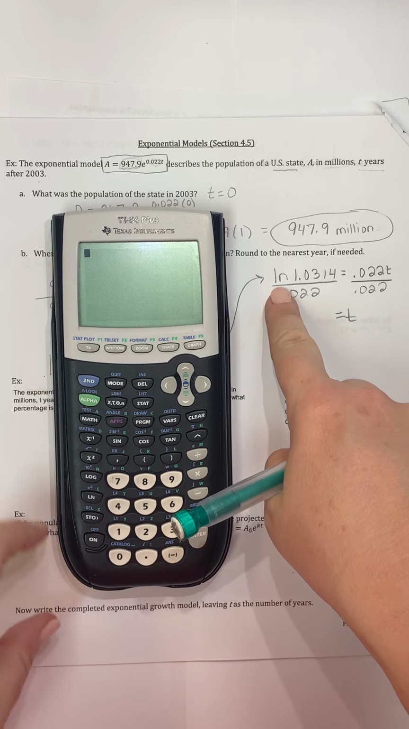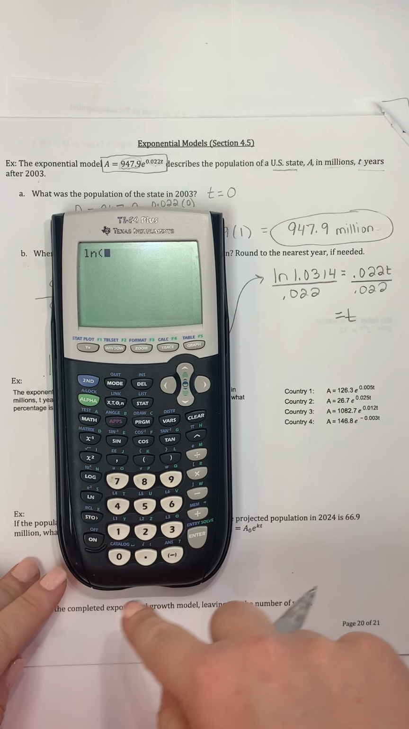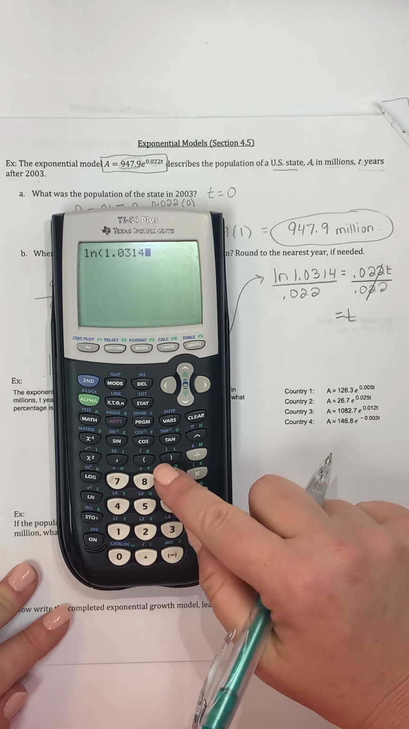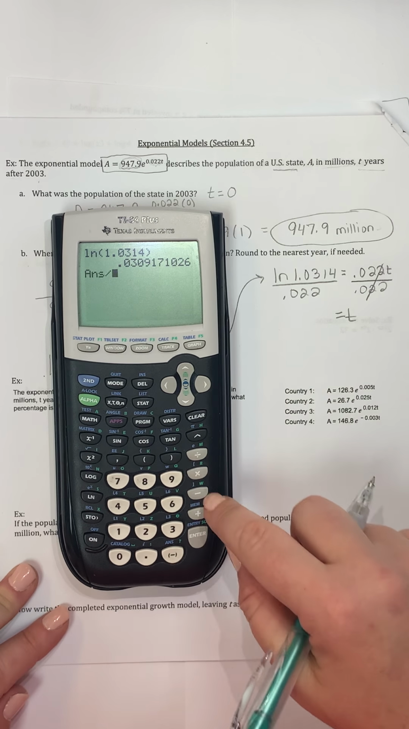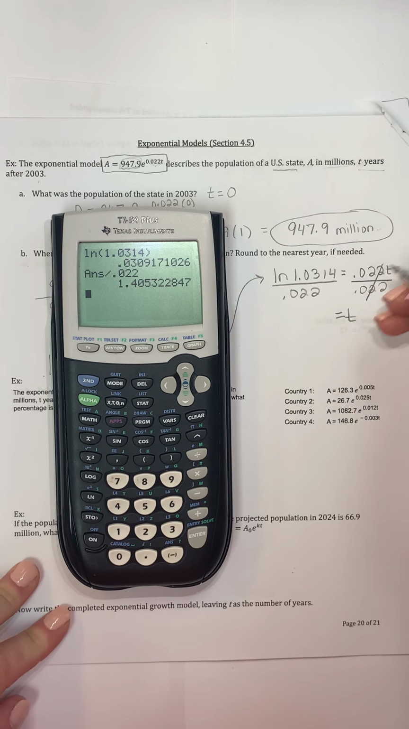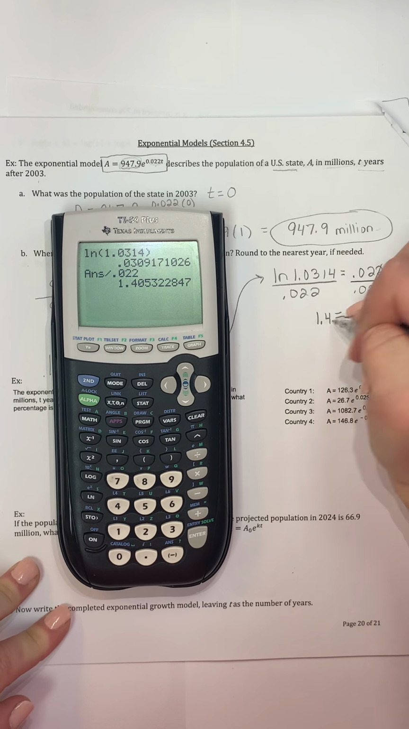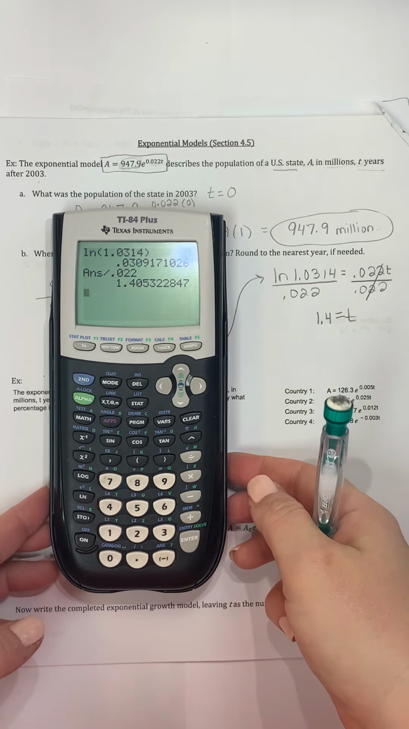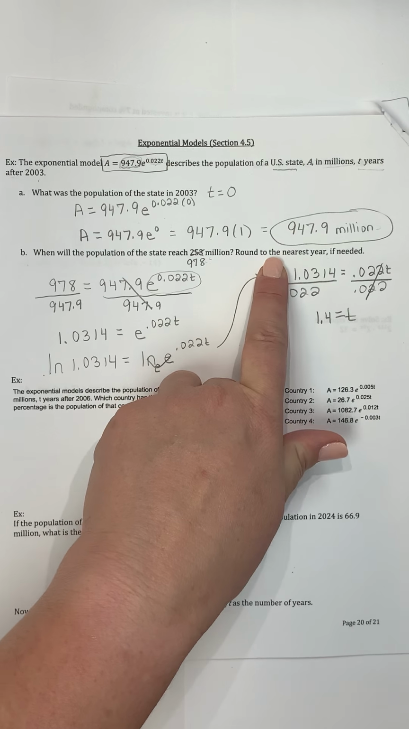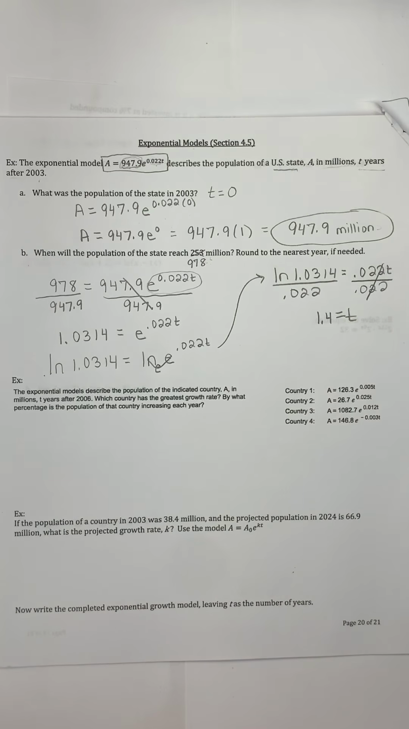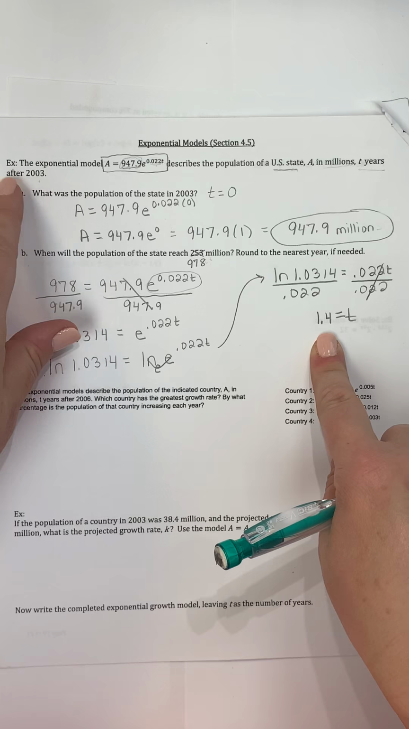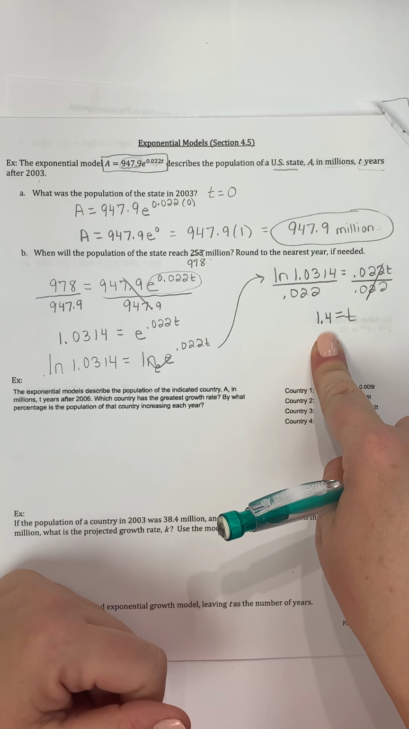So I'm going to put in ln of 1.0314 divided by 0.022. And look at that, I get 1.41. I'm just going to leave it at 1.4. Now this told me to round to the nearest year if needed. Okay, this is not a year. But remember, T is years after 2003.